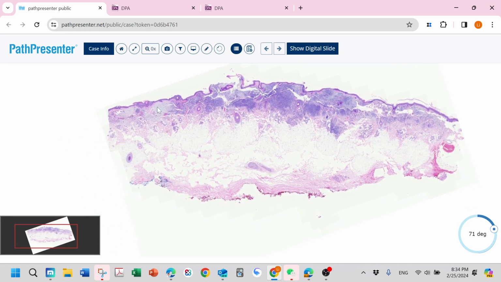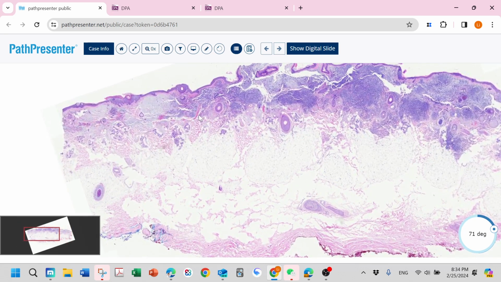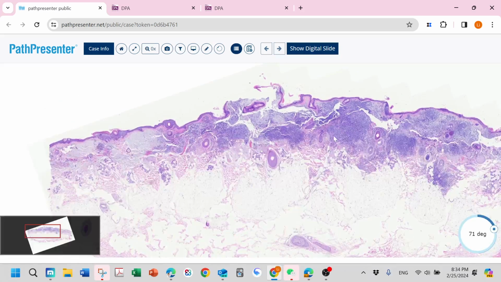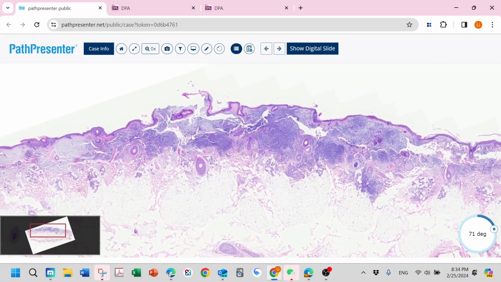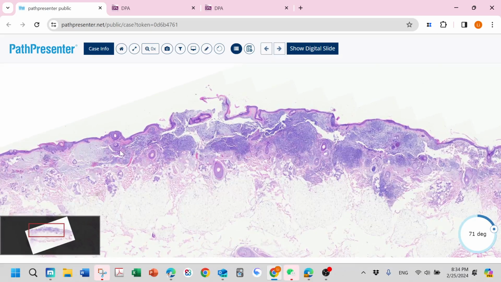Then tons of solar elastosis. That means this should be an older patient. Tons of inflammation around. Look at this slit-like structure everywhere.